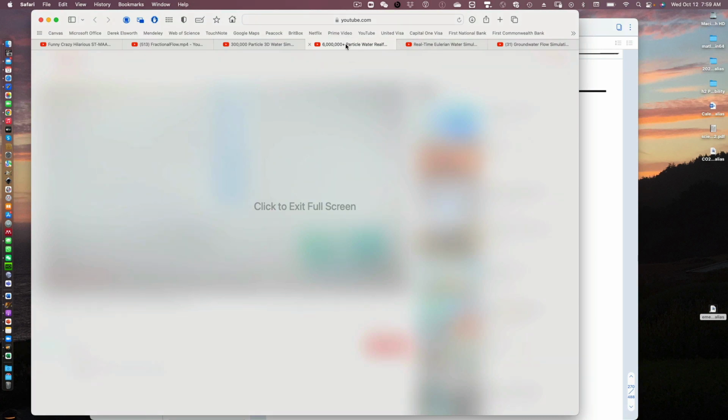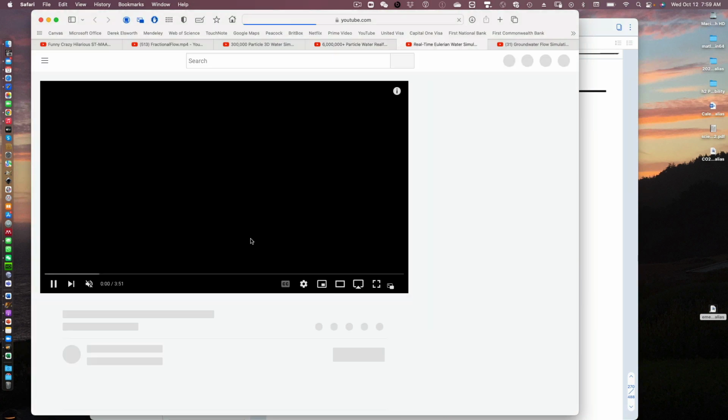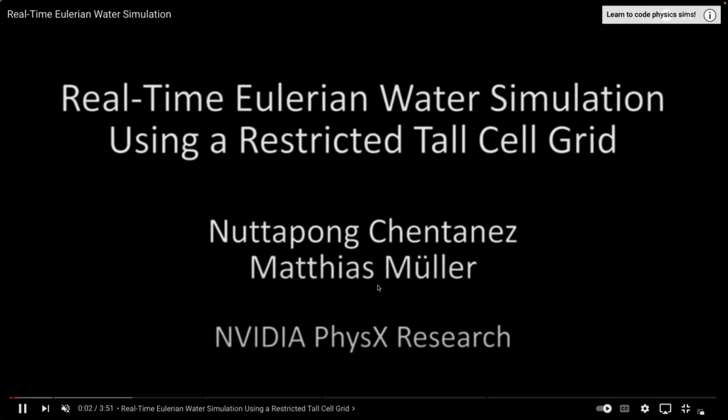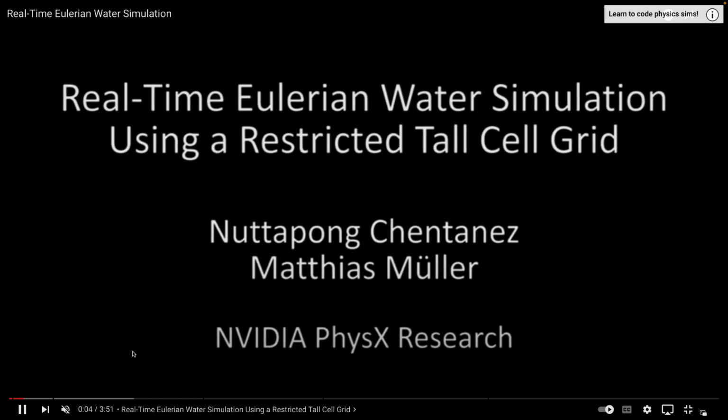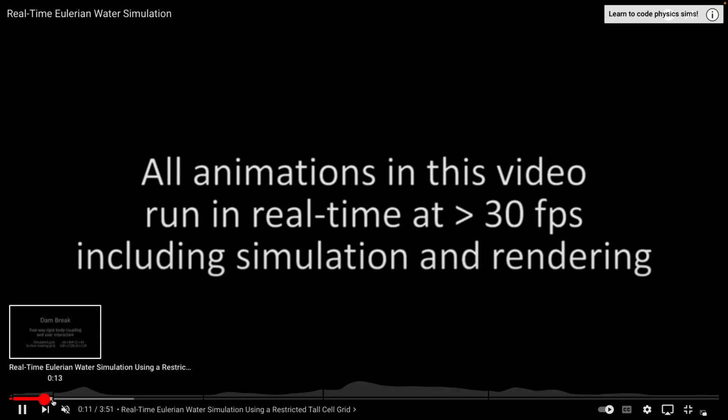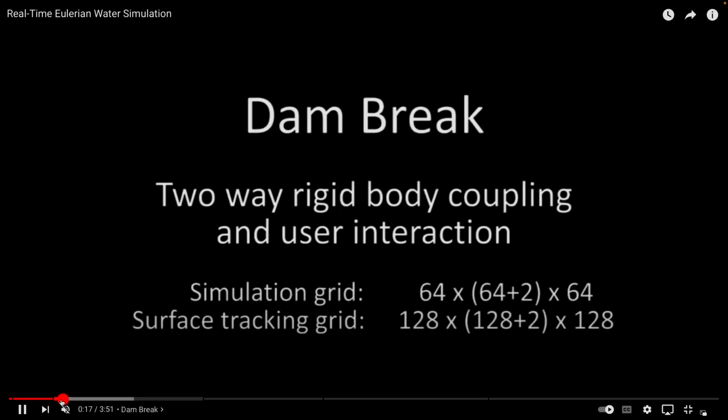I want to make sure that's stopped. Don't want this going in the background. And I can't remember what this is. This is a whole bunch of animations. Yeah, okay.